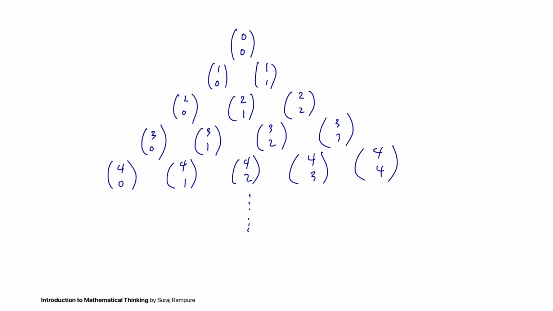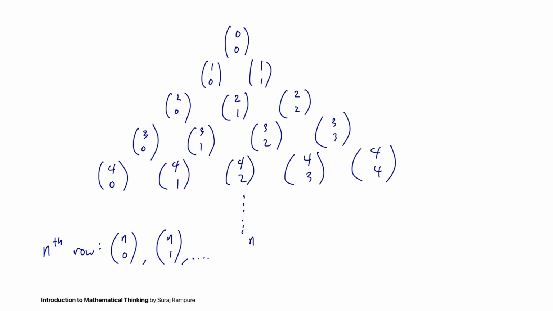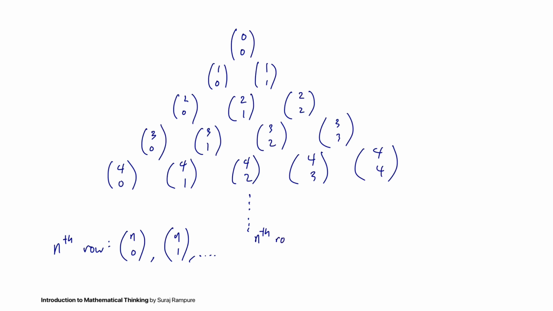So how do I get the nth row of Pascal's triangle? Well, that's just n choose 0, n choose 1, and so on and so forth. How do I get the element at the nth row and kth column? N choose k.